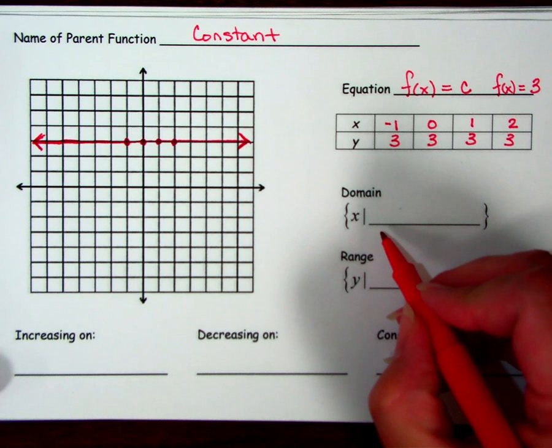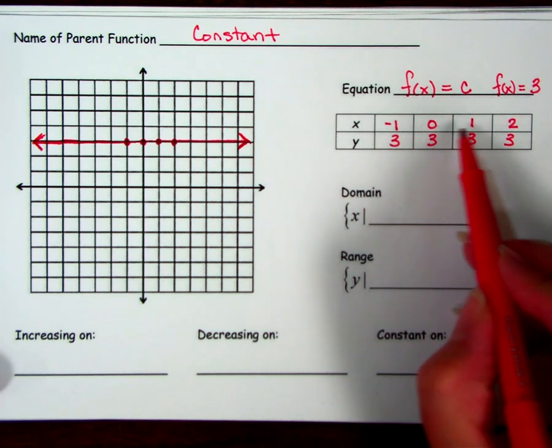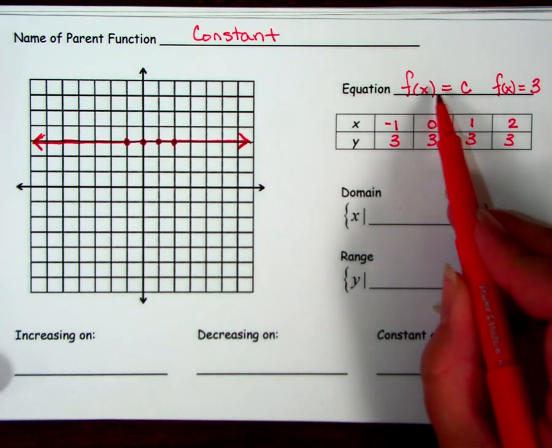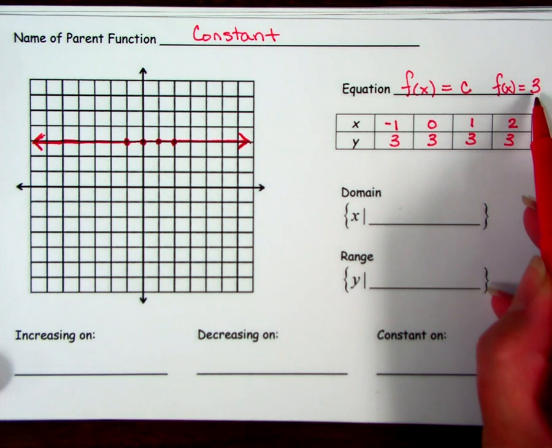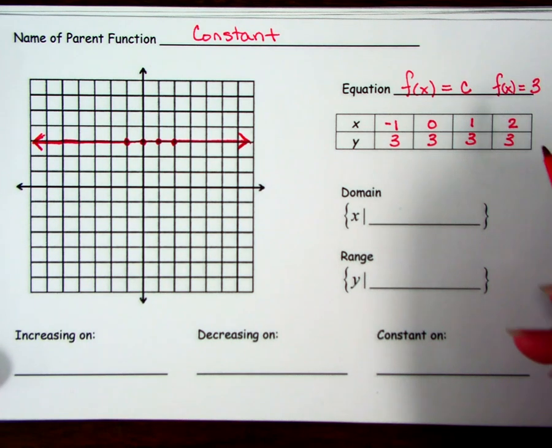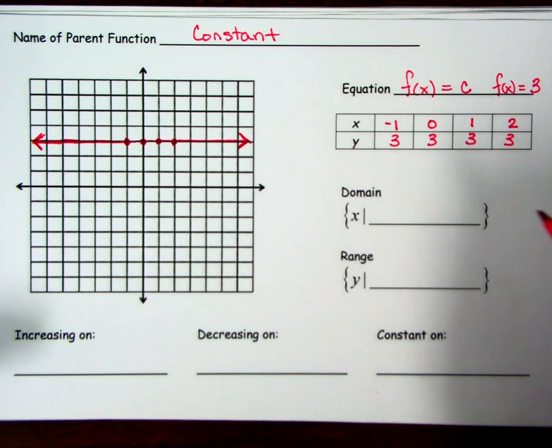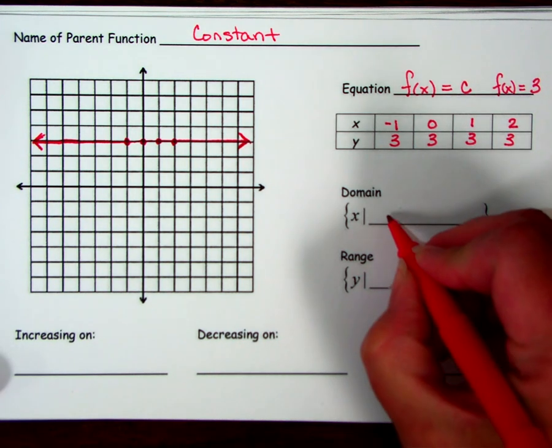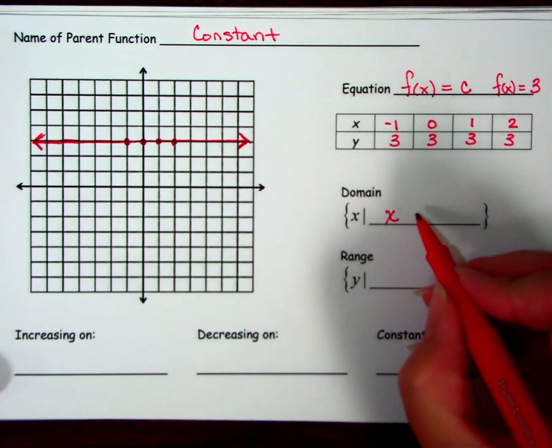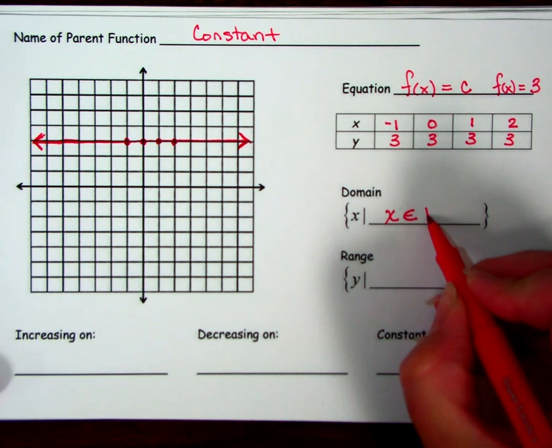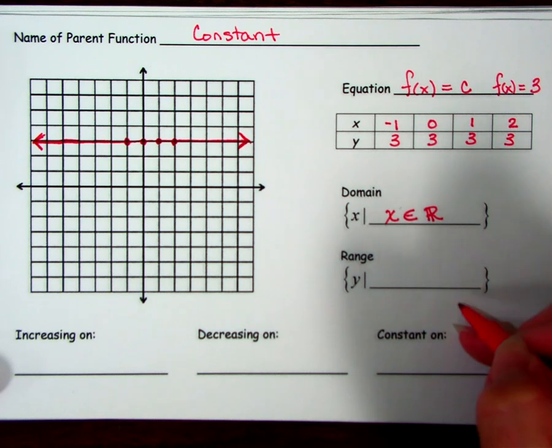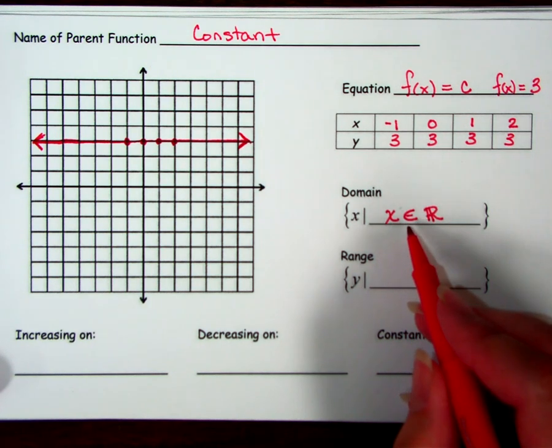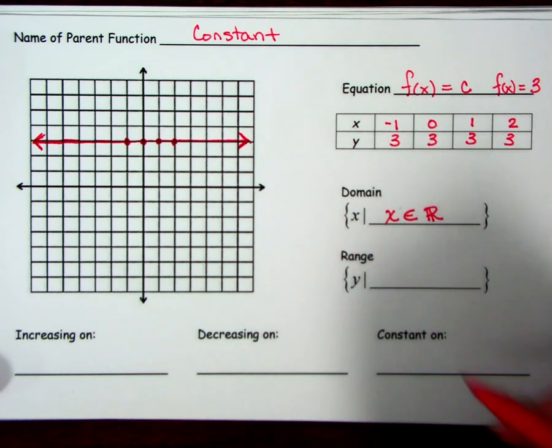The domain of this one. So this is all the values of x that I'm allowed to choose in order to put into this equation. Now since there's no x in the equation at all, it really doesn't matter what x's we choose. That means we could choose anything for x, any real number. So I'm going to write that by saying x belongs to the set of real numbers. These symbols mean x belongs to the set of real numbers.